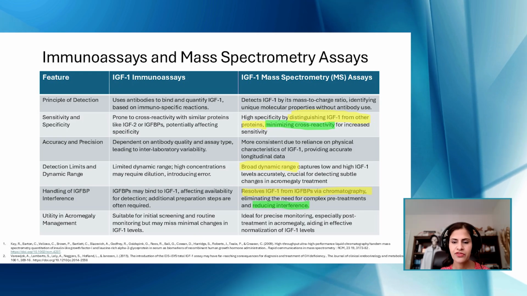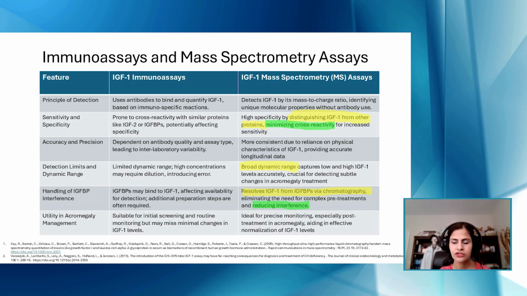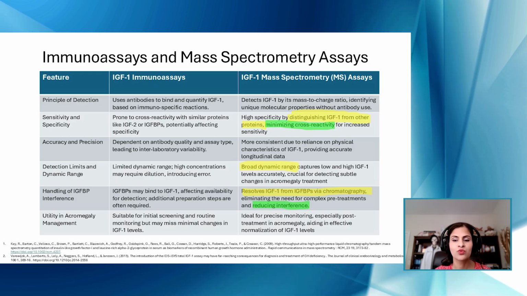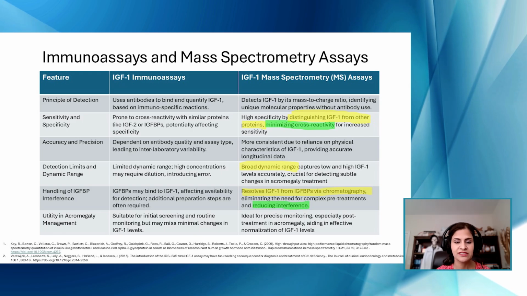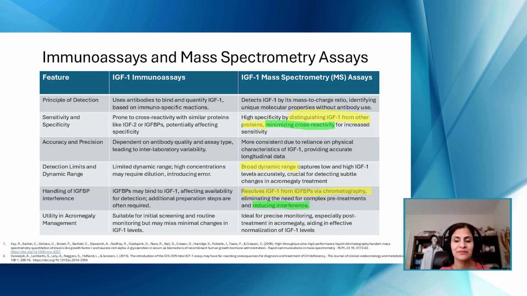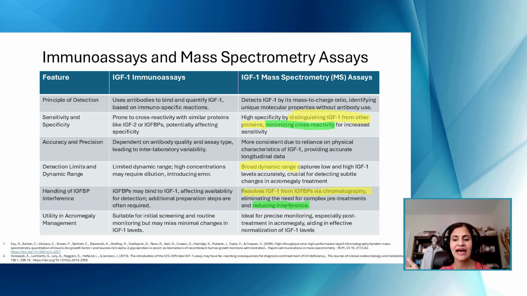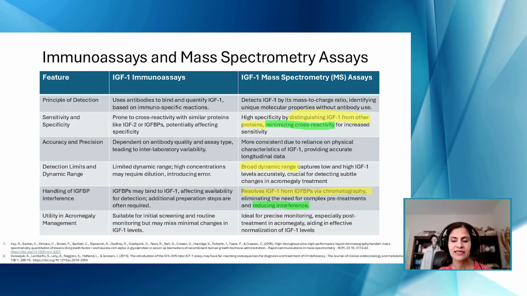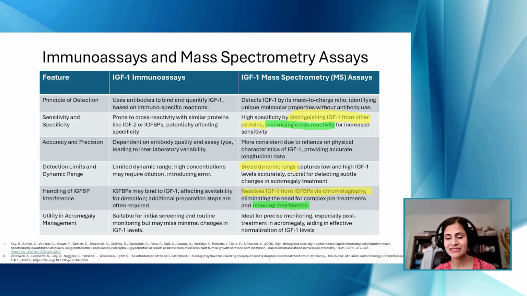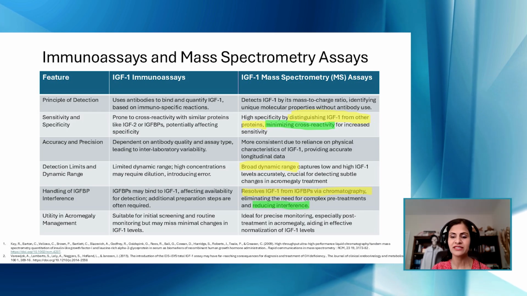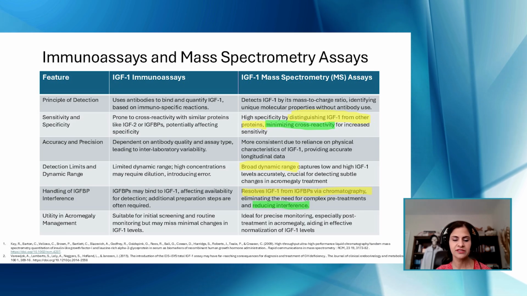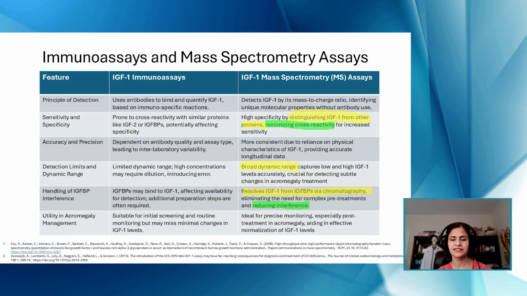I want to highlight a few things on this table, which I have highlighted. So I want to highlight the high specificity by distinguishing IGF-1 from other proteins, which minimizes cross-reactivity for increased sensitivity. I also want to highlight the broader dynamic range, which captures low and high IGF-1 levels more accurately, which is crucial for detecting subtle changes in acromegaly treatment. And then lastly, I will highlight that the mass spectrometry assays resolve IGF-1 from IGF-BPs via chromatography, which eliminates the need for complex pretreatments and reduces interference. So overall, things have definitely gotten better.